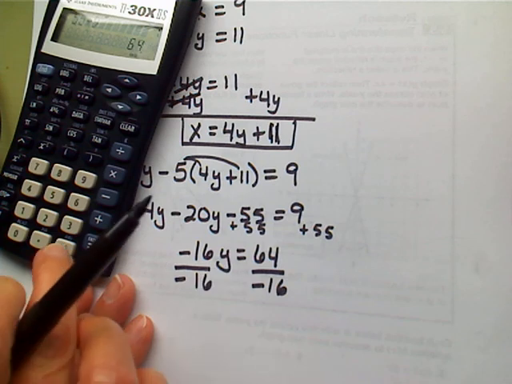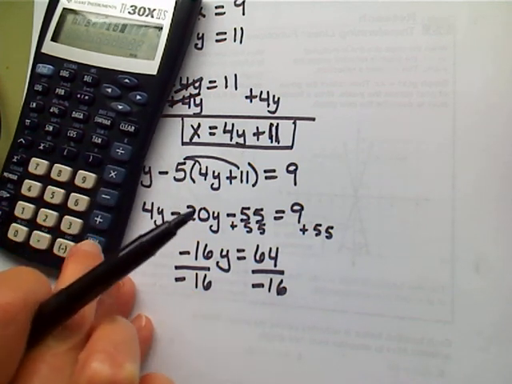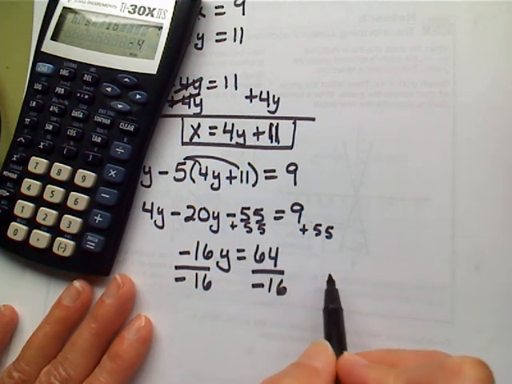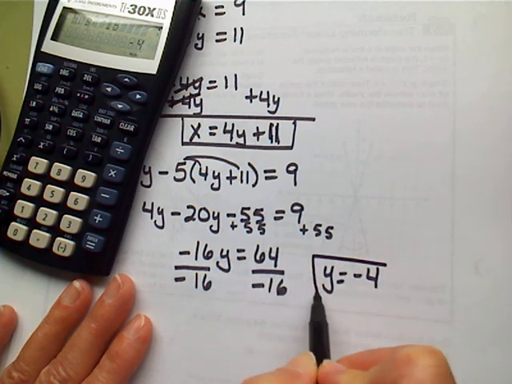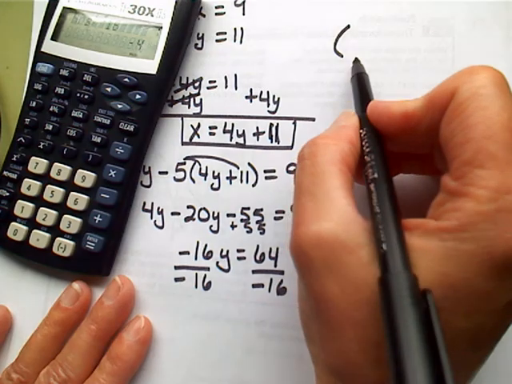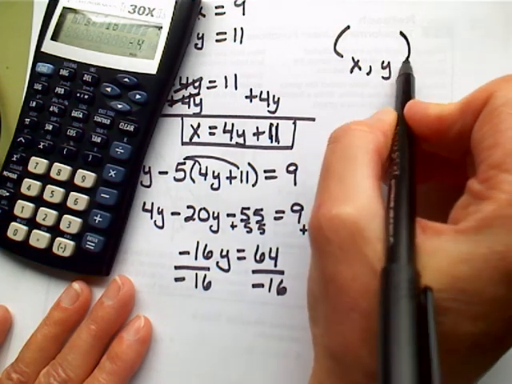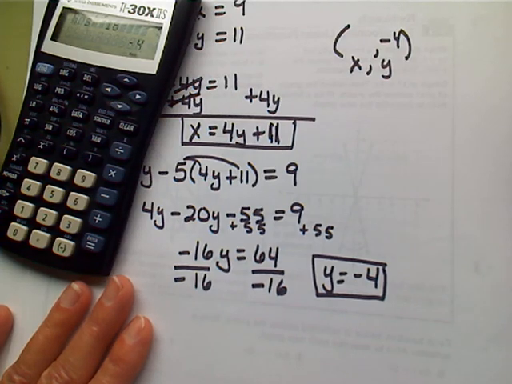So 64 divided by negative 16. And that gives me the value of y equals negative 4. Okay, so I'm almost there. So in my ordered pair, I have the y value, which is negative 4. Now I'm going to come back and solve for my other variable.